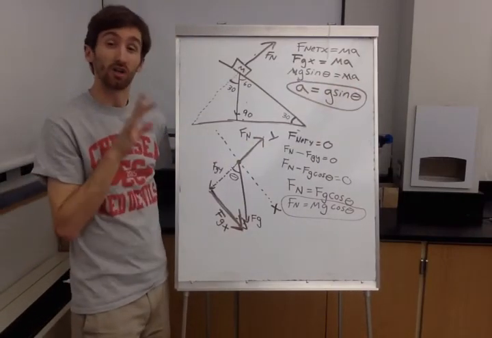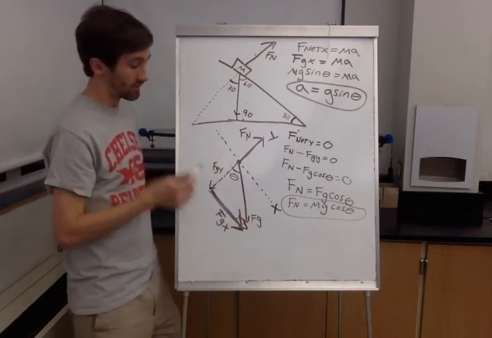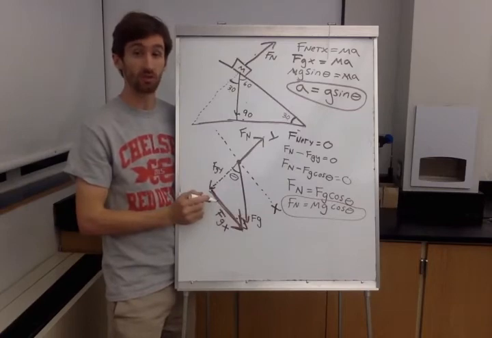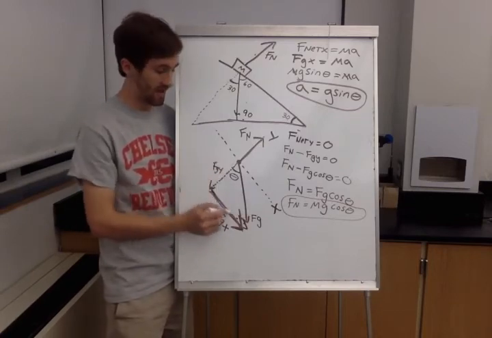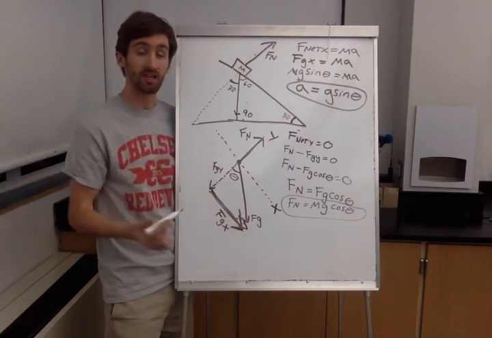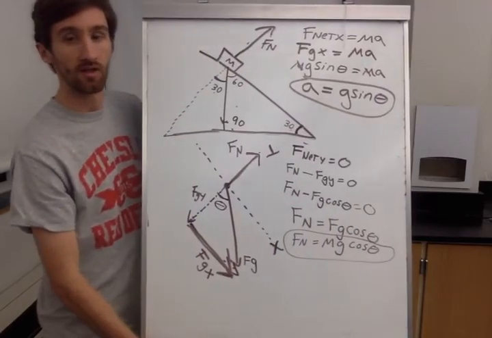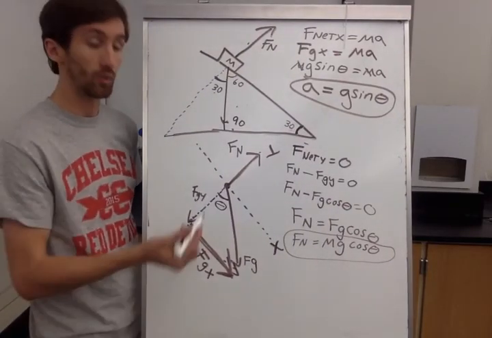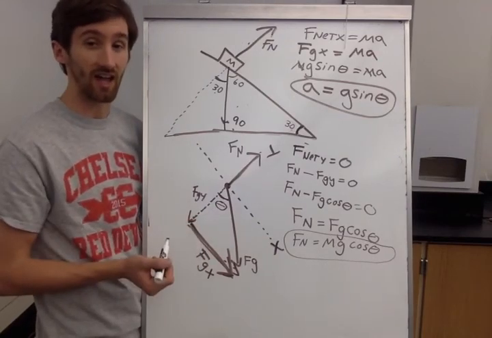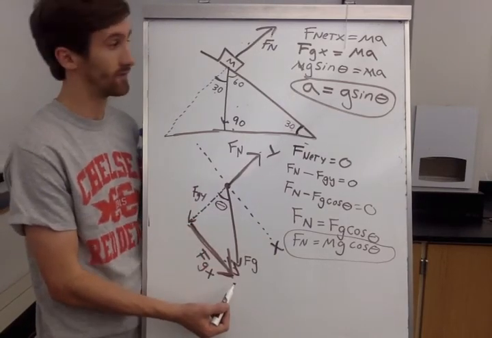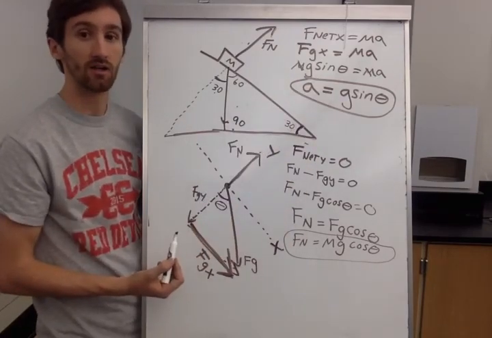So ramps are kind of tricky. We have to turn things at an angle. We have to use SOHCAHTOA on our gravitational force to find the y component and the x component, but the same general idea is the same. We draw the free body diagram. We split up anything that's at an angle, which in this case is gravity, and then we use our F net x and our F net y to solve the problem.